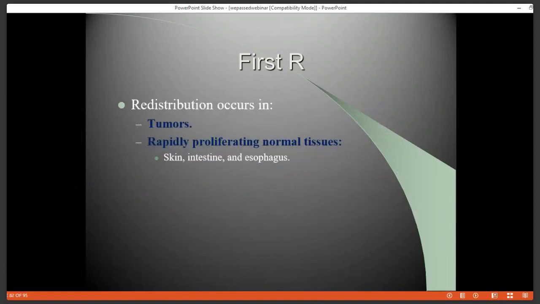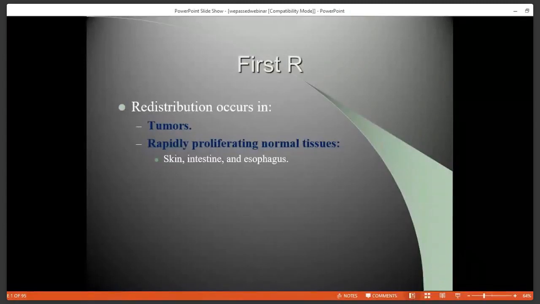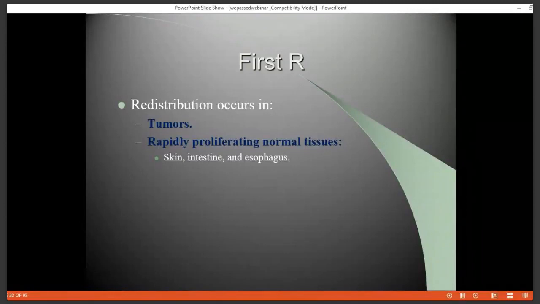Radiation occurs in the tumor cells themselves and in the rapidly proliferating normal tissues, such as the skin, the intestine, the esophagus, anywhere where we have dividing cells. Of course, redistribution has to do with the cell cycle itself, so only those cells moving through the cell cycle will exhibit this first R, as opposed to non-dividing cells.